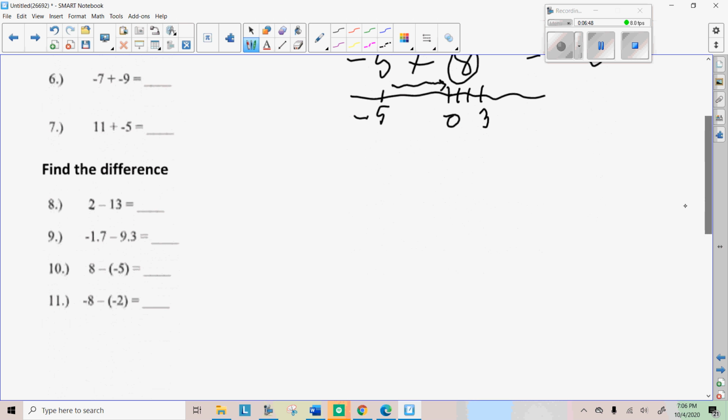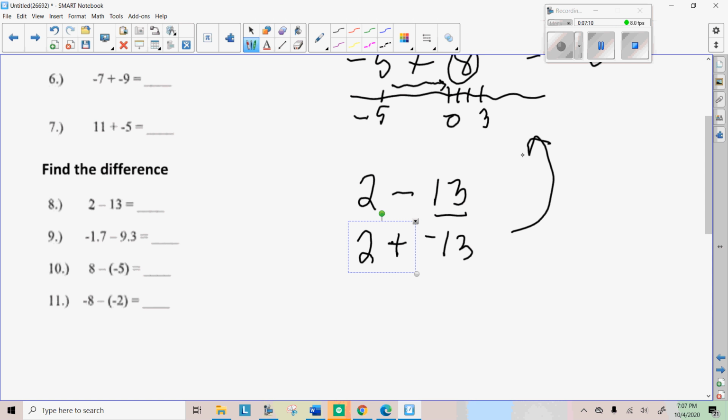All right, finding the difference. Now, when I'm finding the difference, what I like to do is change it to addition. And here's how you do that. You would do 2, now change the minus to a plus, and since this is positive 13, we are subtracting positive 13, you just change that to a negative. And then you can use your rules that we talked about above there. Okay? So go ahead and do those.